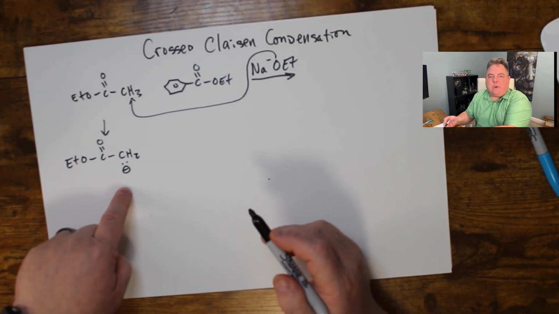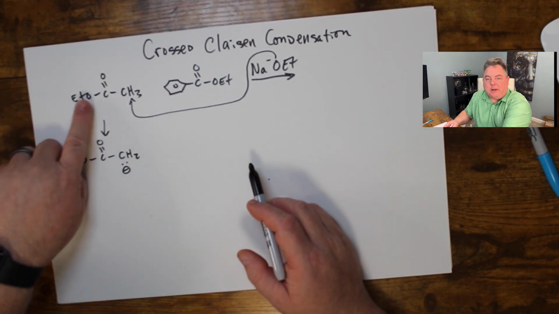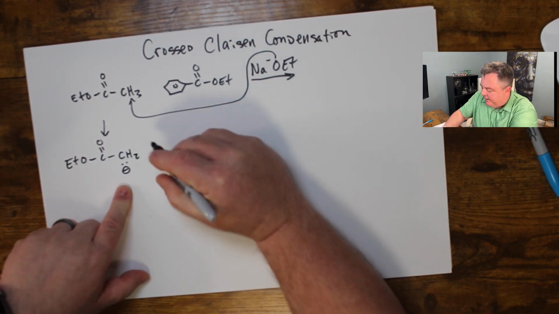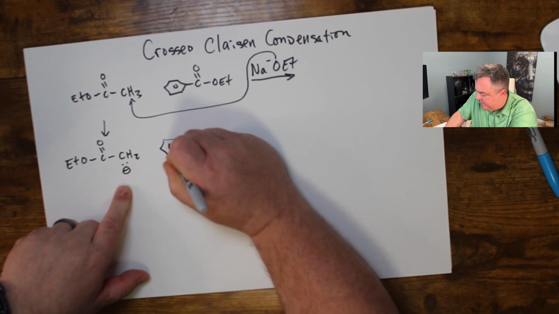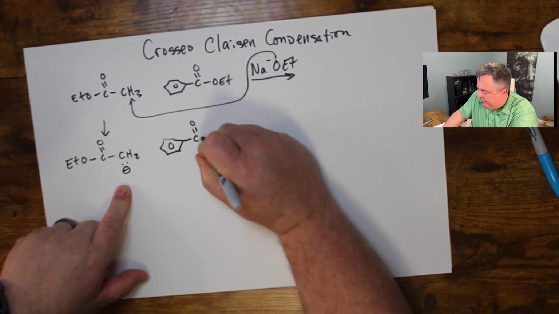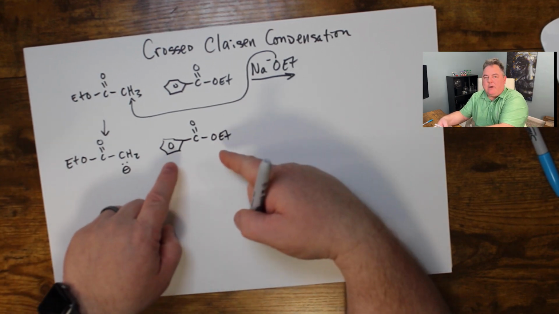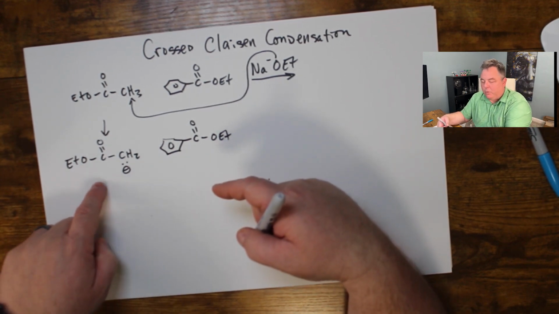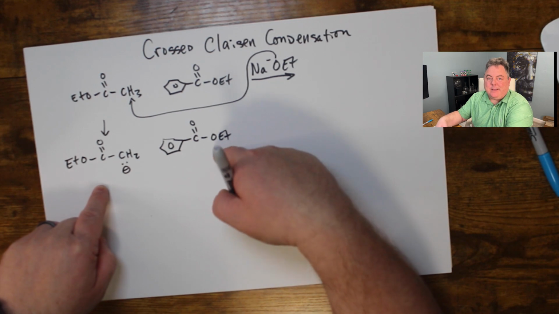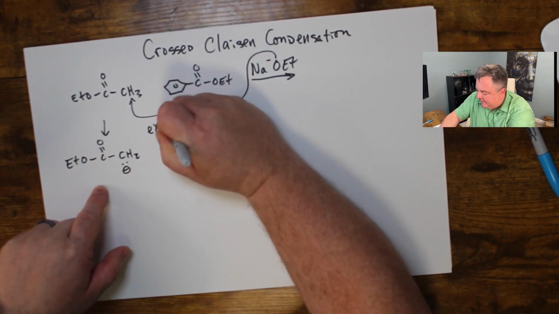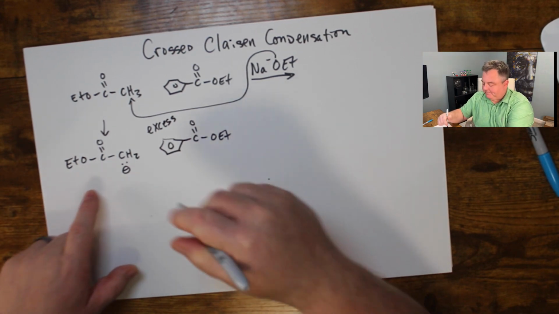Now this wants to go attack. Now it could attack a molecule of itself. But if I wanted to attack one of these, how can I ensure that it will attack this other molecule? Well, if I run with 1,000,000 of these for every one of these, then I'm most likely going to attack one of these. So we want to run with an excess of the other one.